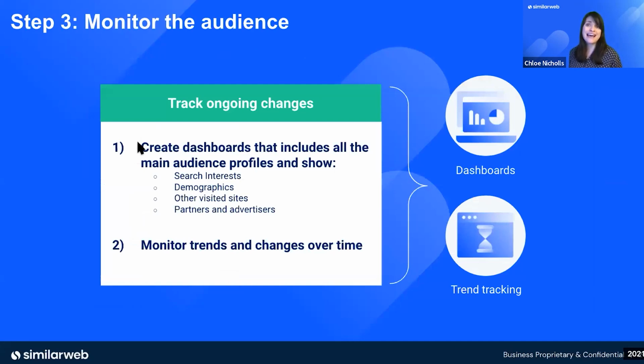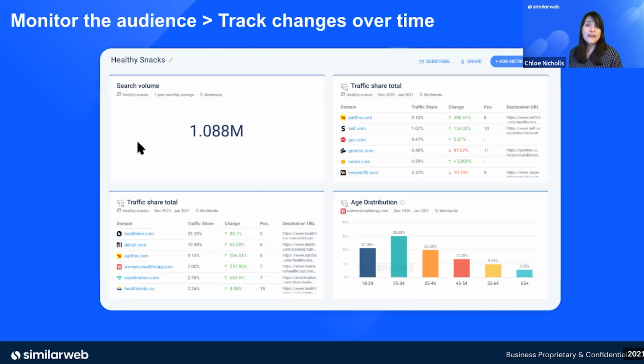Finally, you can bring it all together and build a dashboard to monitor the healthy snack audience over time, and then build out all other audience profiles as well. So here's an example of the healthy snacks audience tracking dashboard with the total search volume, which is your total addressable market potential, the total traffic share, which you can see how the traffic and engagement share changes over time, and the demographics. Plus, you can monitor your competitors' audience to see if it changes.